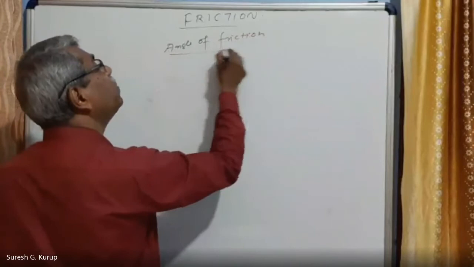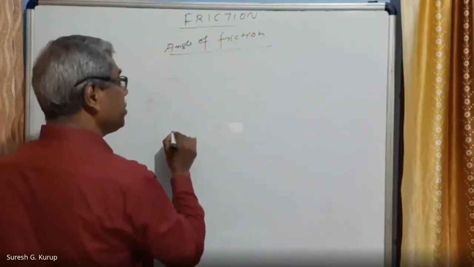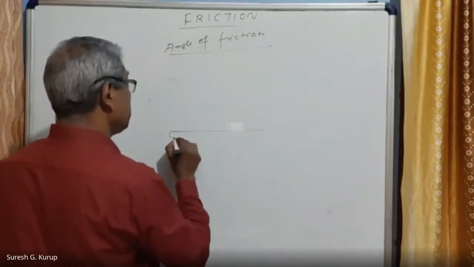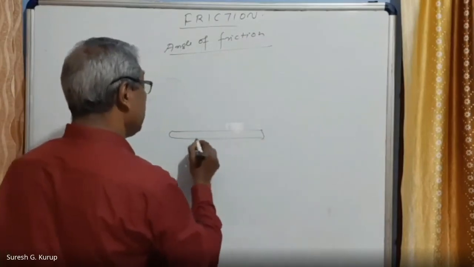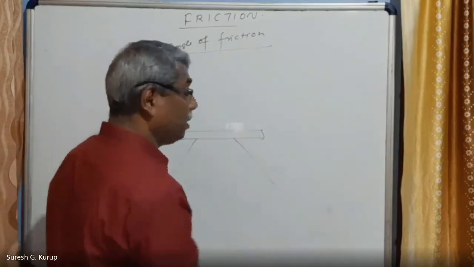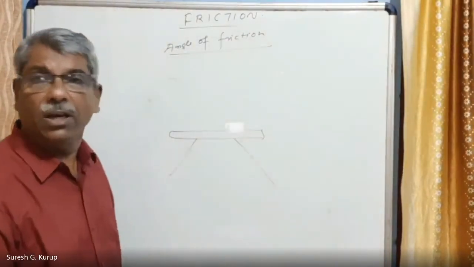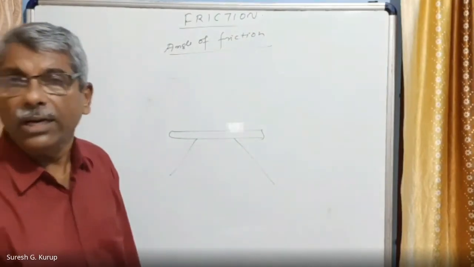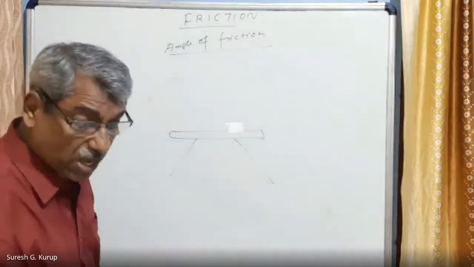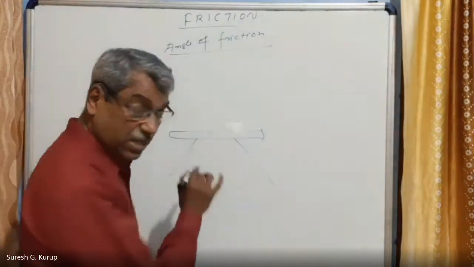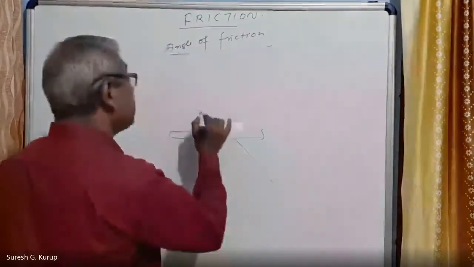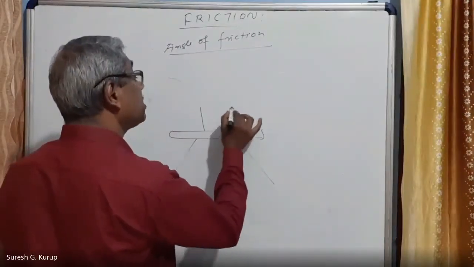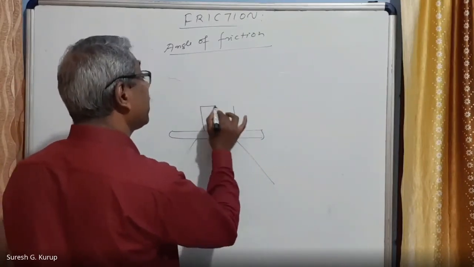Angle of friction. Suppose that a body is kept on a table surface. This is a table surface here like this, right? These are the two legs of the table, and the body is kept on the table. It is like this. A body is kept on the table.